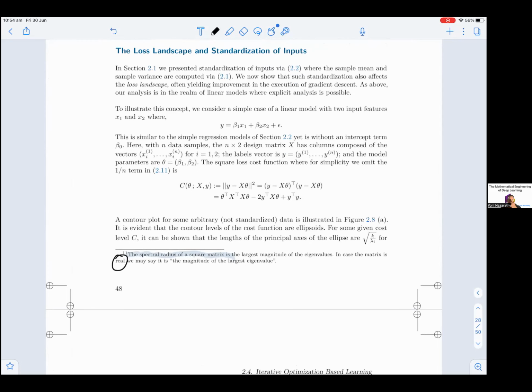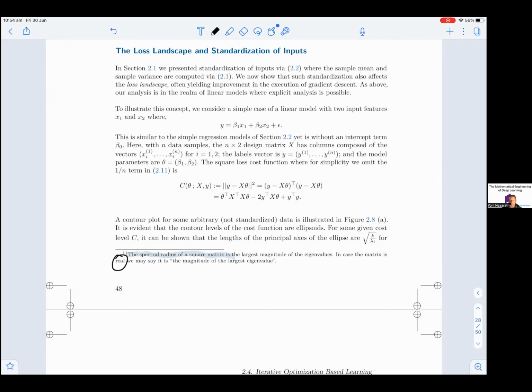More advanced models: the loss landscape and standardization of inputs. In section 2.1, we present standardization of inputs via 2.2. So that was a while back already, but what we did there in 2.1 is we basically subtracted the mean and divided by the standard deviation, okay? Where sample mean and sample standard variances are computed via equation 2.1.